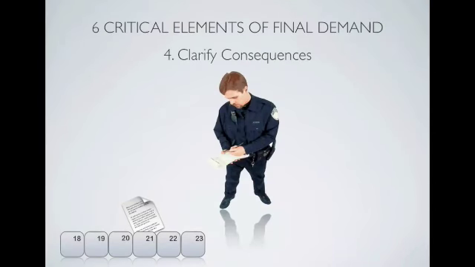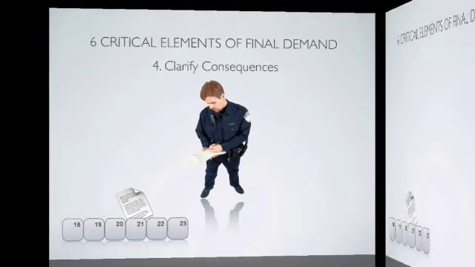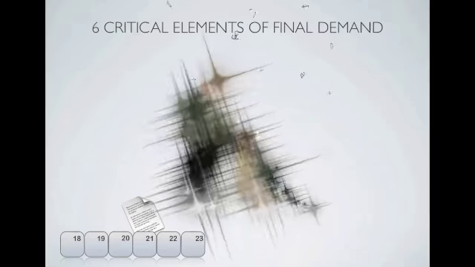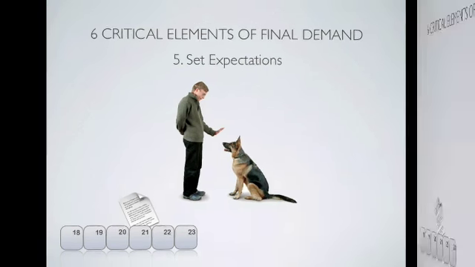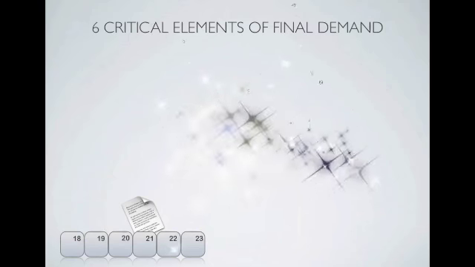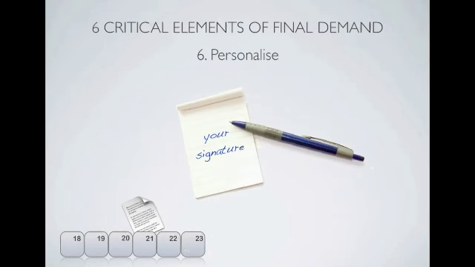Next, you must clarify consequences of non-payment. This is perhaps the most critical component of the final demand letter. You must be specific and clear as to what action you'll take should the debtor fail to meet your demands. And it's important to never threaten any action that you're not willing and able to take. And once again, you should conclude your letter in the expectation that they'll settle their account as per your demands so that they may avoid the consequences of failing to pay. And finally, to demonstrate the importance you place on payment, the 6th element of your final demand letter is to sign it off with a real signature.